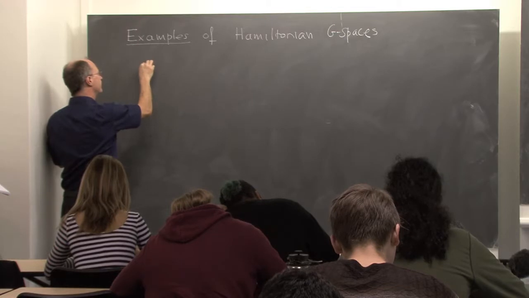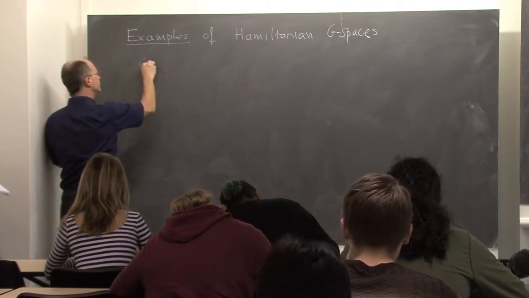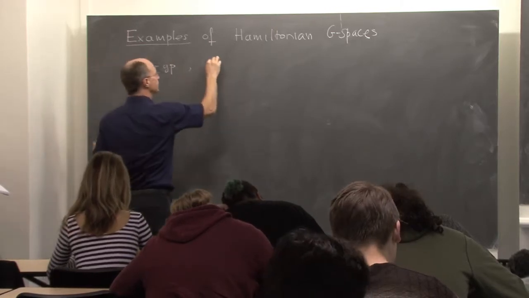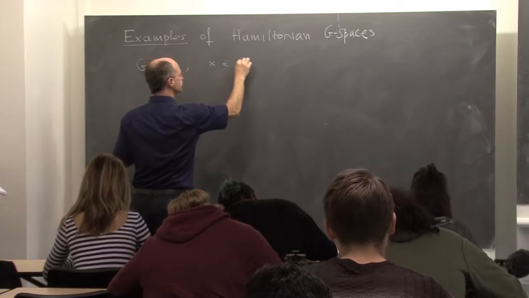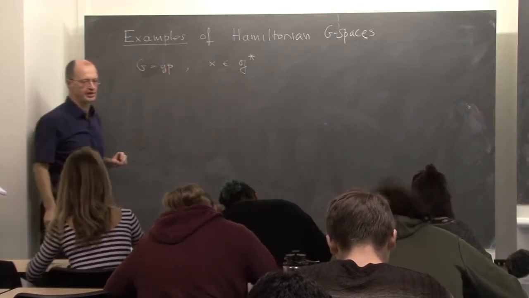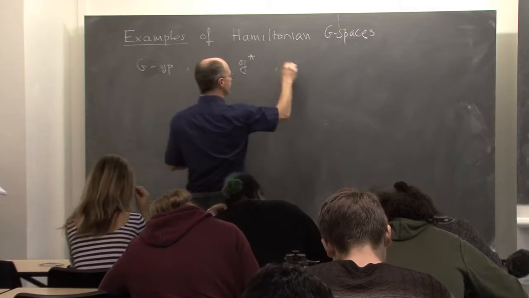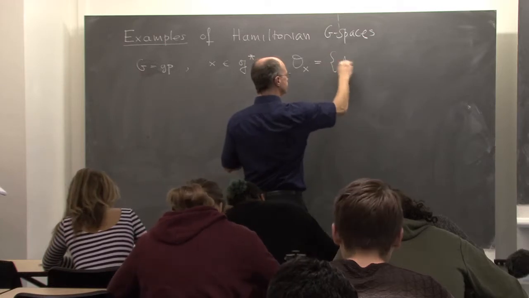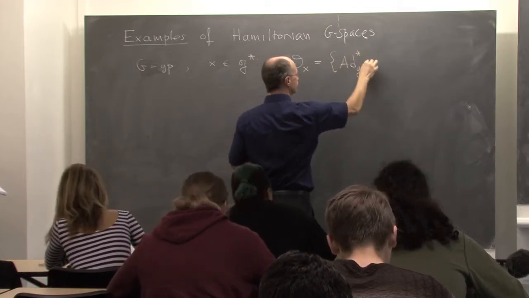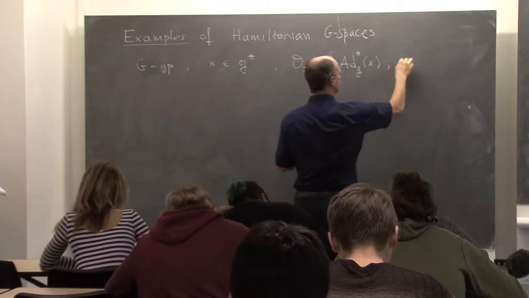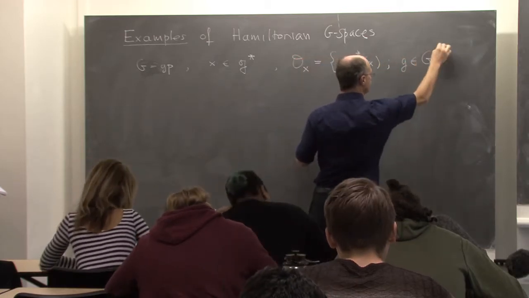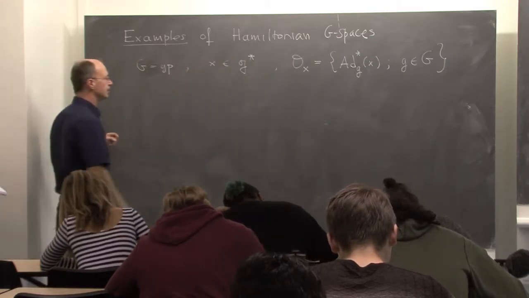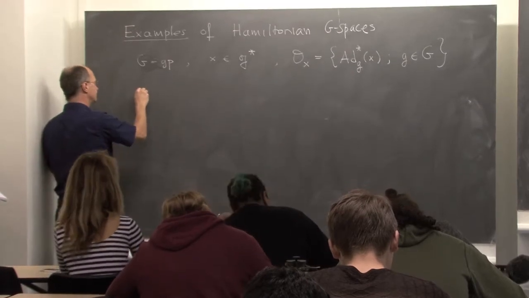Right, so as usual, we choose G, a compact connected Lie group, and we choose a point X in the dual space to the Lie algebra. Then the coadjoint orbit of X is simply the orbit of the coadjoint action passing through X. And then we can formulate the following theorem.